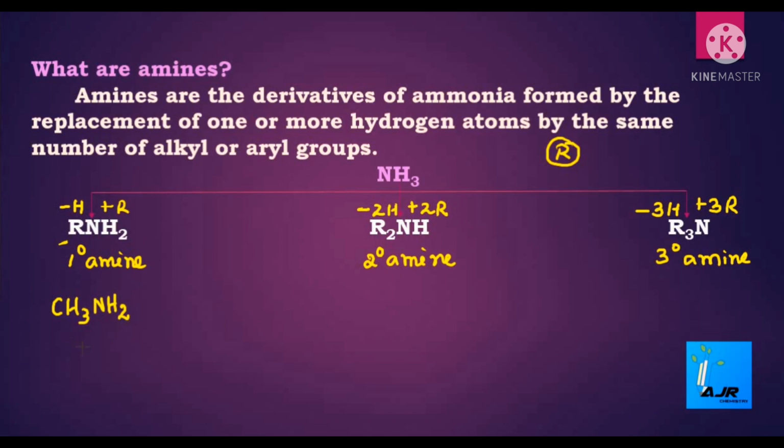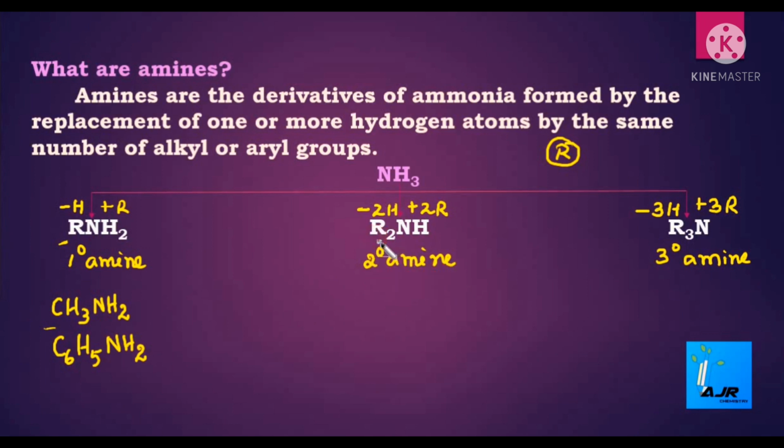So this is methylamine. Next, if instead of an alkyl group I replace the hydrogen atom with an aryl group, we get an arylamine. Understood. Now I'm going to give an example for the secondary amine.